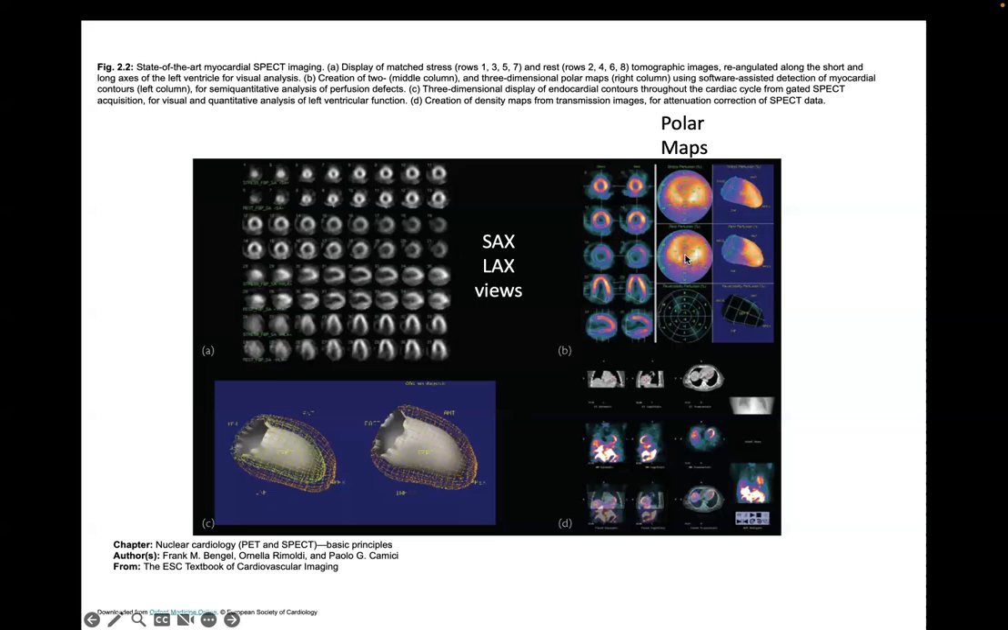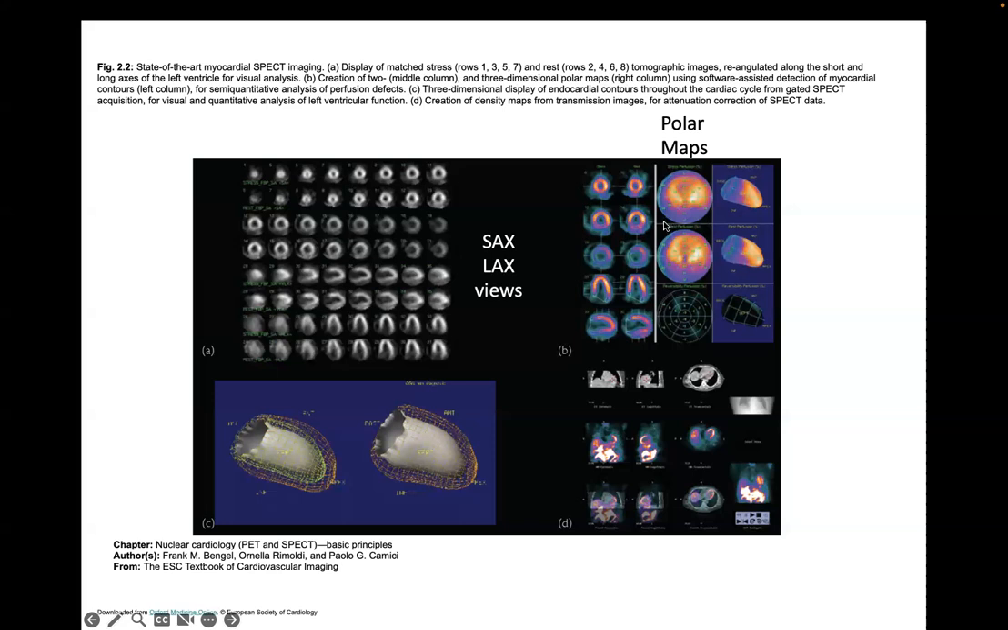And then the rest of the heart is mapped out radially such that this circle here corresponds to one of these very basal short axis views here. And then as we move towards the middle, down towards the apex, we move down the heart this way, right? So base, move down to apex, and then this is the anterior wall.